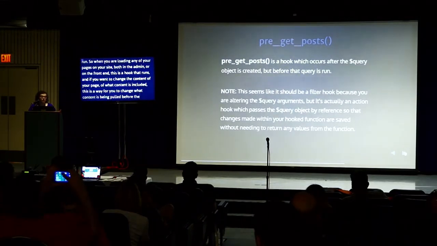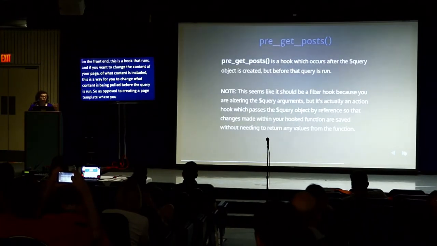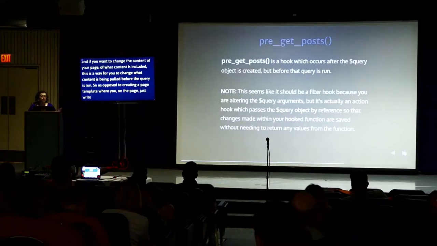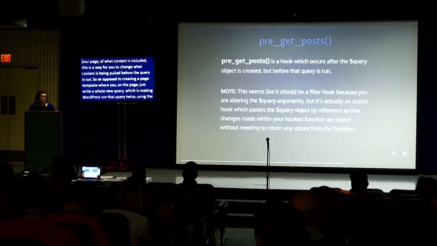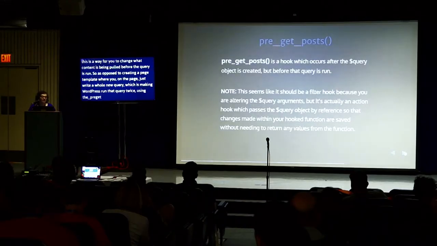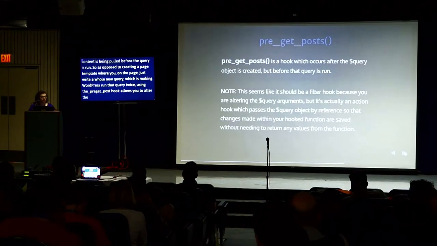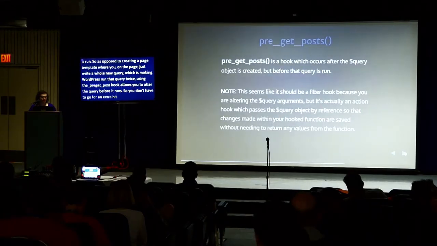before the query is run. So as opposed to creating a page template where you, on the page, just write a whole new query, which is making WordPress run that query twice, using the pre_get_posts hook allows you to alter the query before it runs. So you don't have to go for an extra hit to the database. You can just change the query before you run it.